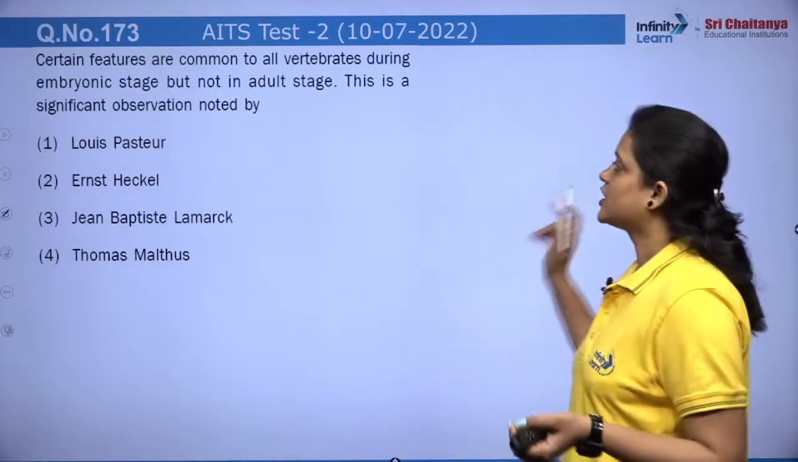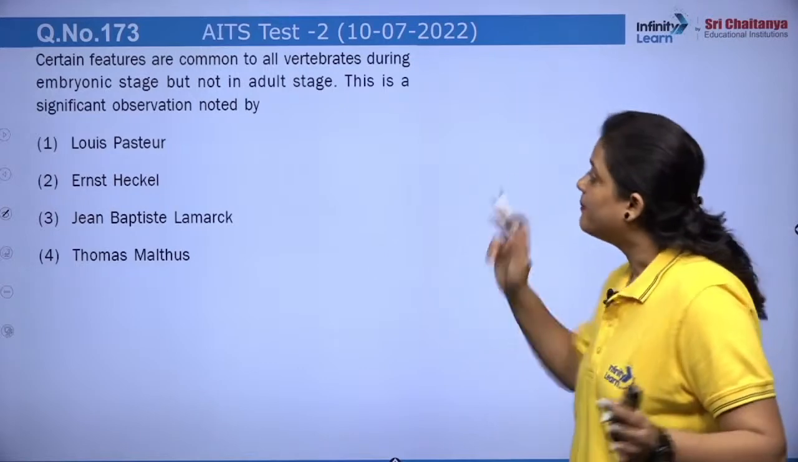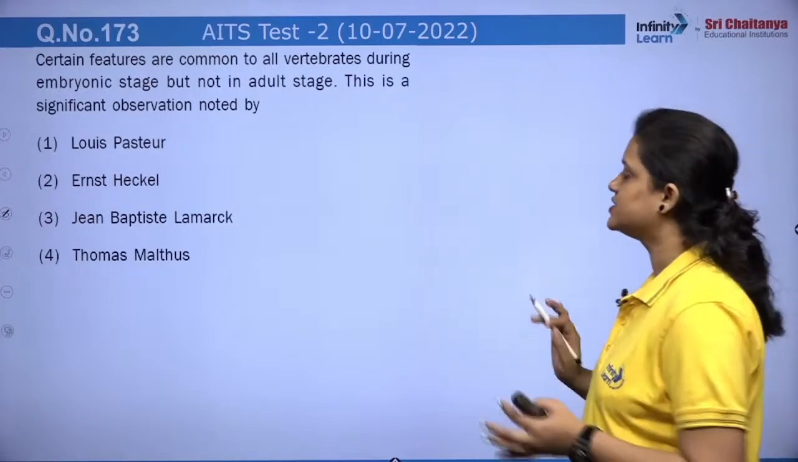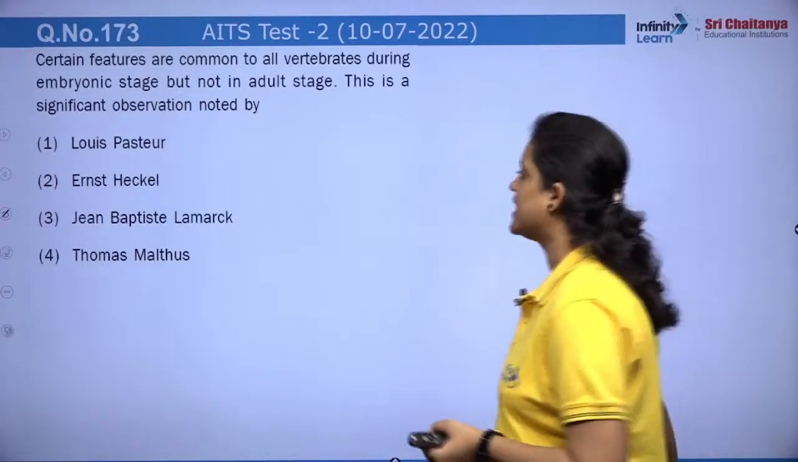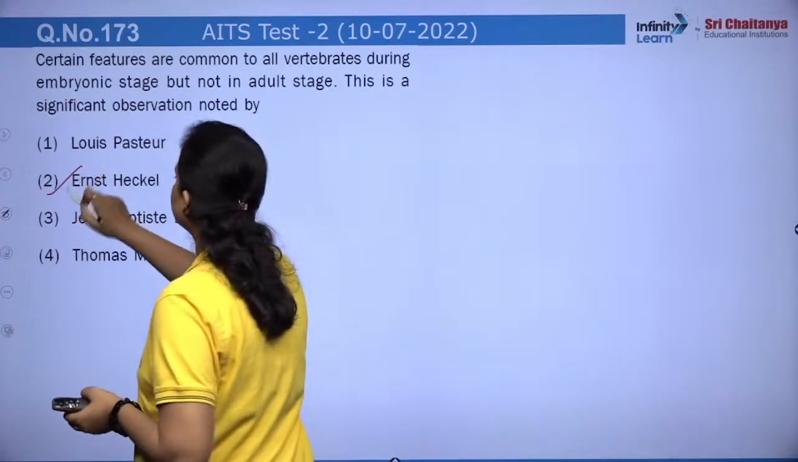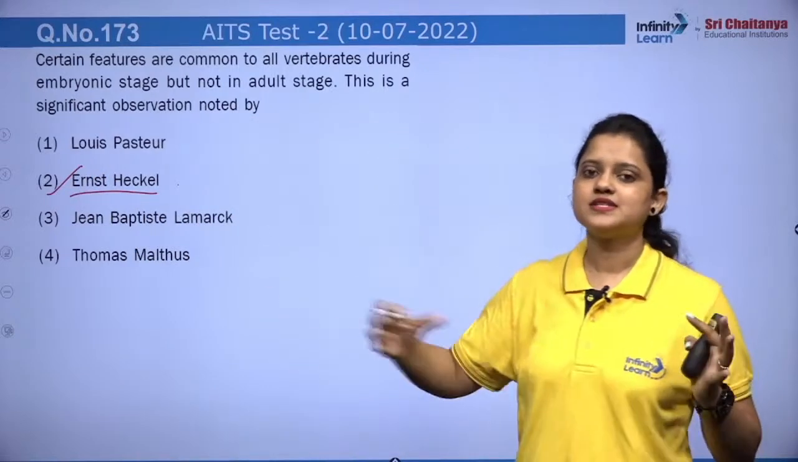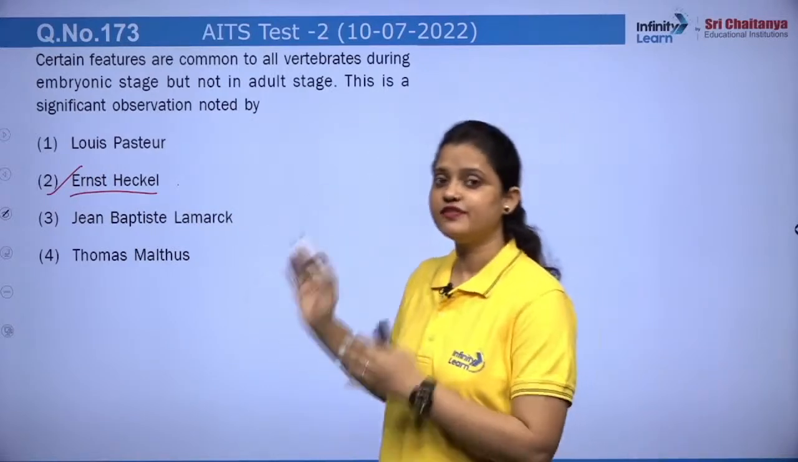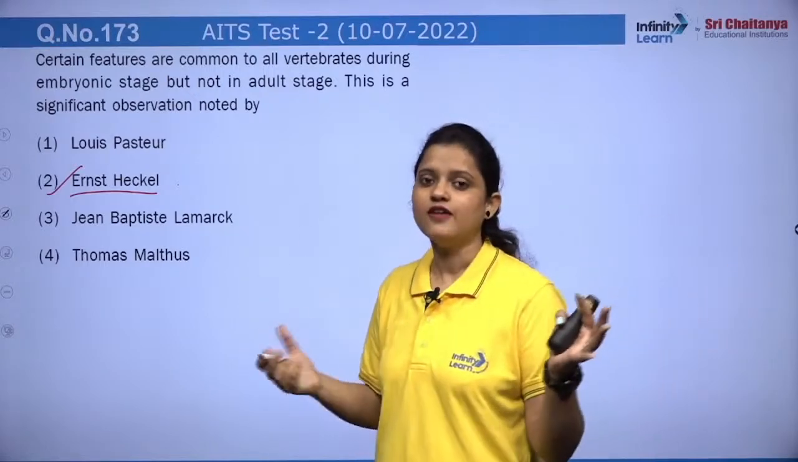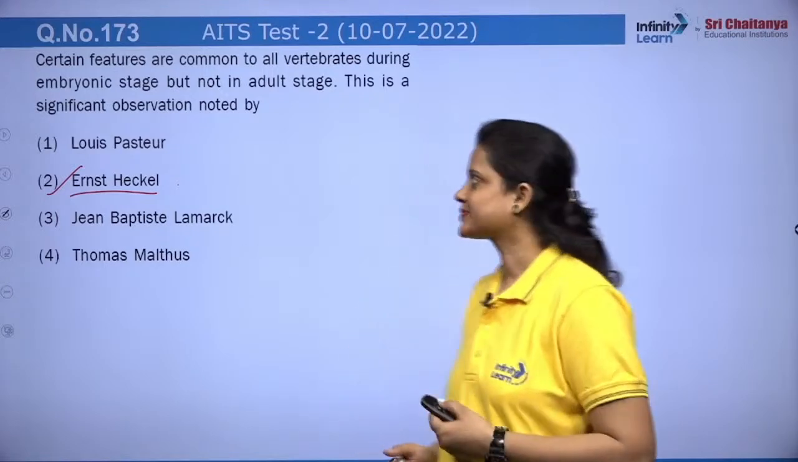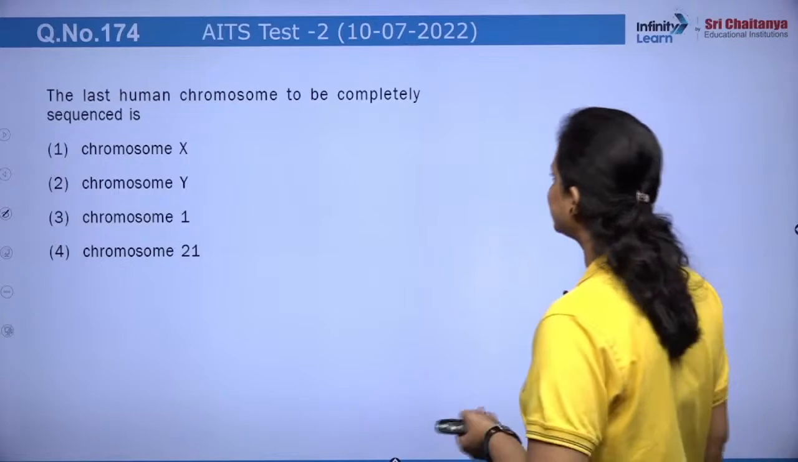Certain features are common to all vertebrates during the embryonic stage, but not in the adult stage. This significant observation was noted by Ernst Haeckel. According to Ernst Haeckel, there are similarities during the embryonic stage of the vertebrates, but the adults are different. Now this was an evidence of evolution, embryological evidence of evolution.